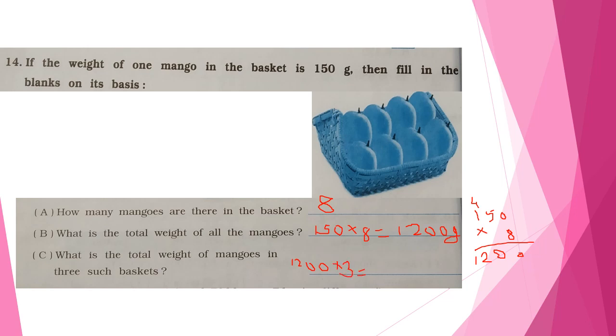So 3 zeros are 0. Again 3 zeros are 0. And 3 twos are 6. And 3 ones are 3. And that is given in grams. So just write 3600 gram. It's clear?